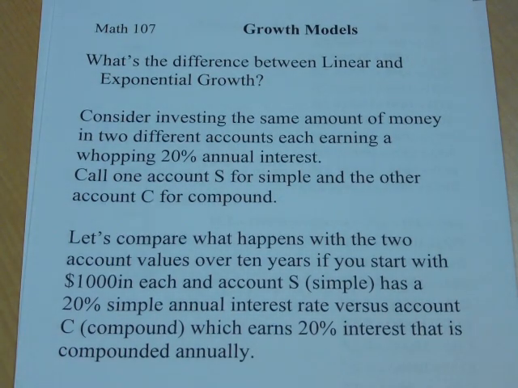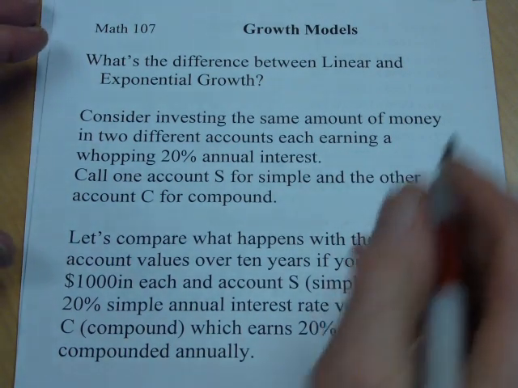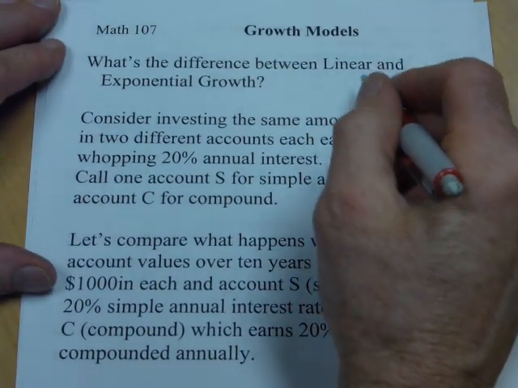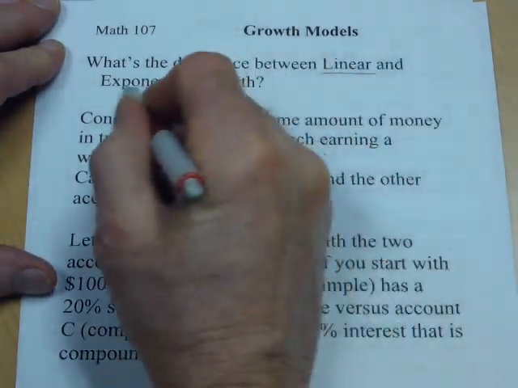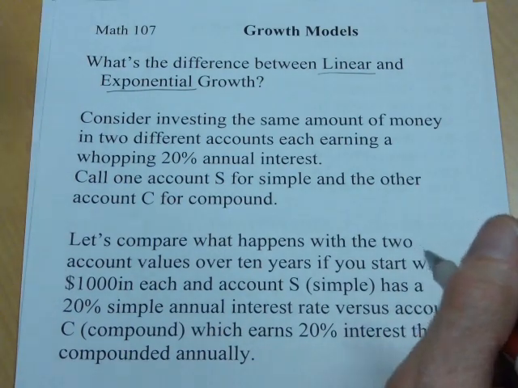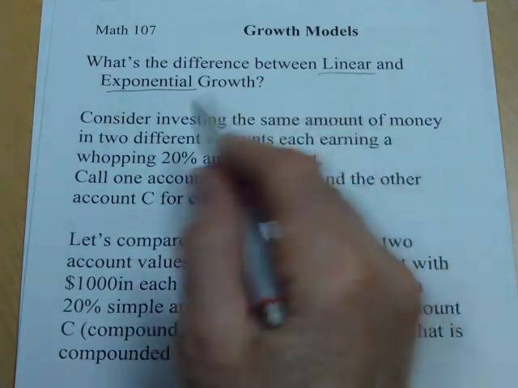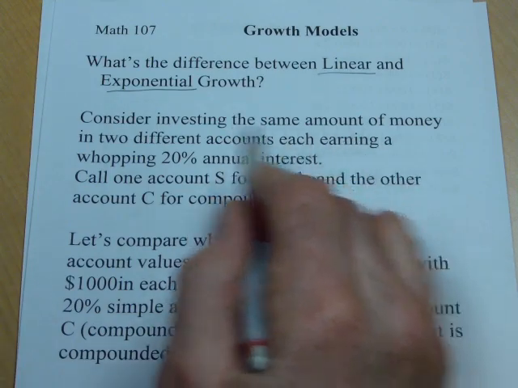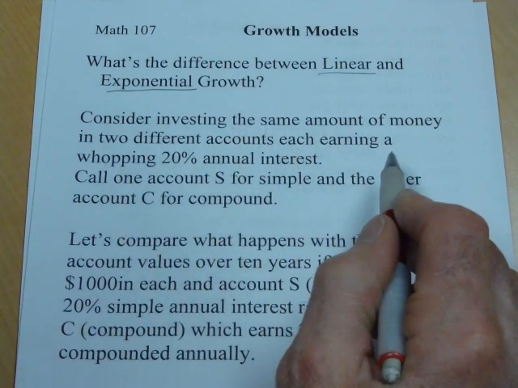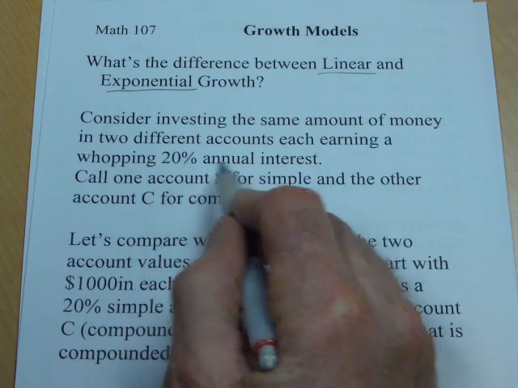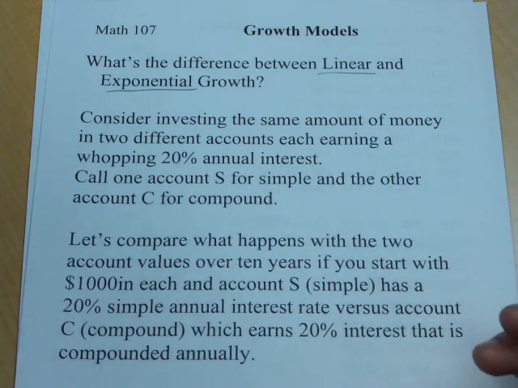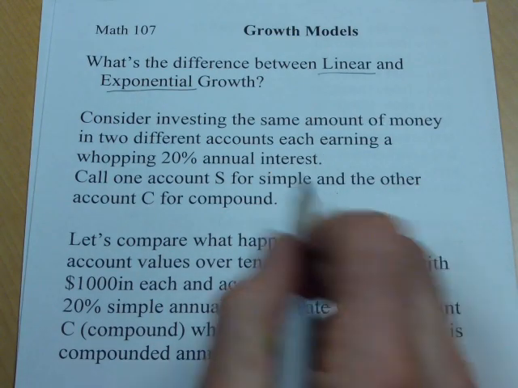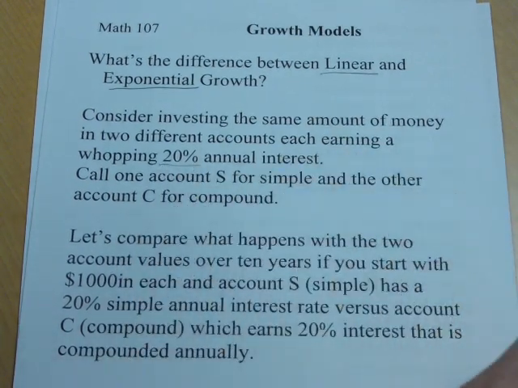In this first video, we're going to talk about growth models, and the two models we'll talk about will be linear growth and exponential growth. We're going to compare the difference between those two by looking at investing money in two different accounts. Each of those will be earning 20% annual interest. That'll be easy to see the difference between compound and simple interest growth in something that large.